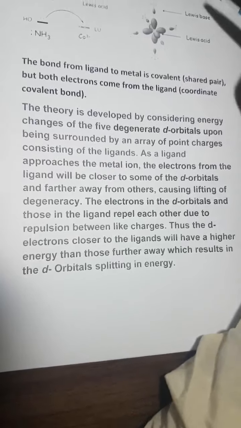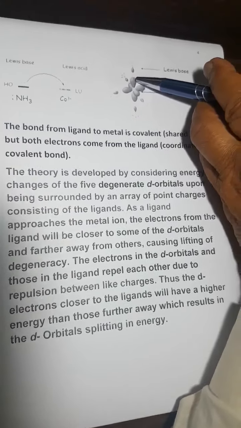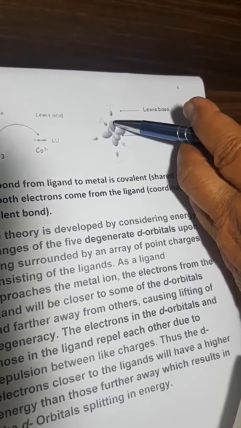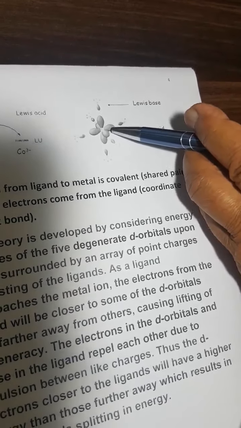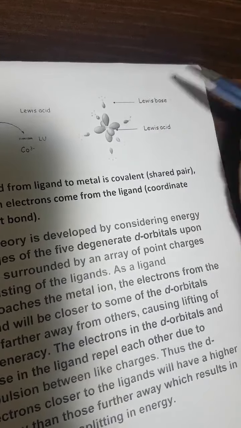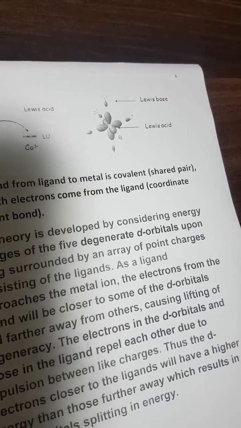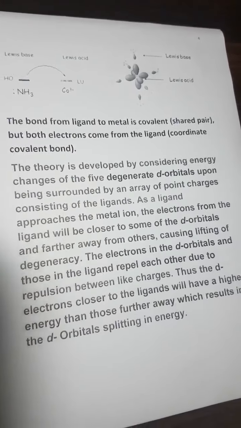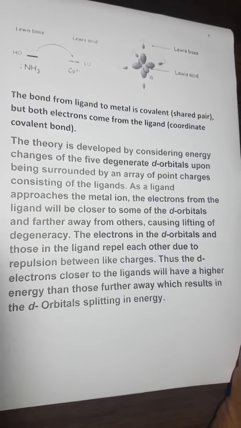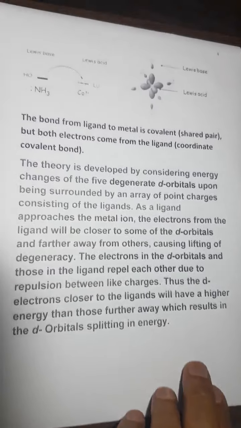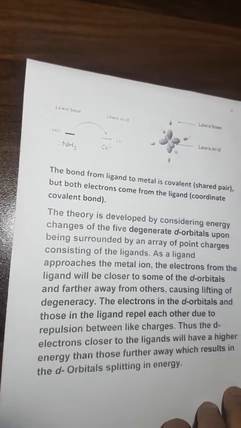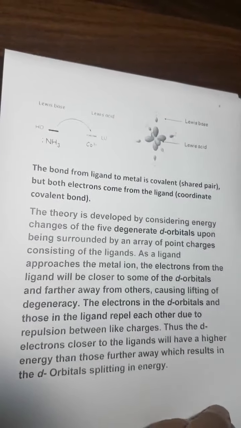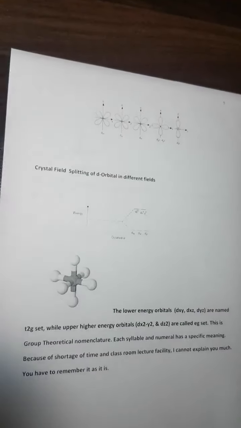Axial means they come on the axis. This is the z axis. This is the x square minus y square axis, which are on the axis. They will go higher in energy than those further away from the ligand. This results in the splitting of d orbitals.